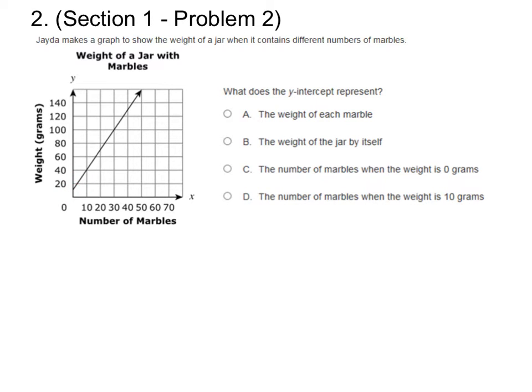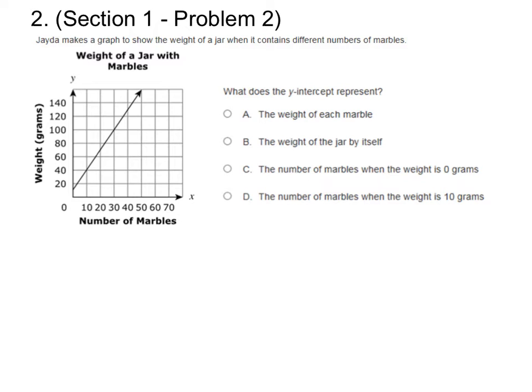And notice how we've got number of marbles on the x-axis. So this is 0, 10, 20, 30, 40 marbles in the jar. And this is the weight in grams. So 0, 20, 40, 60, 80 grams. So weight of a jar with marbles. So for example, if I look at this point right here, this looks like if there are 30 marbles in the jar, then the total weight of the marbles and the jar is 100 grams. So they want to know, what does the y-intercept represent, which is right here.